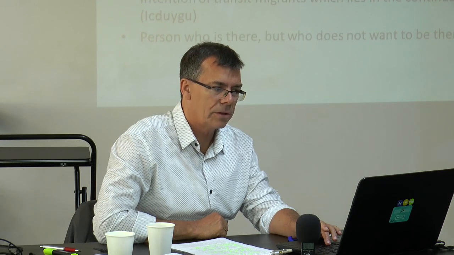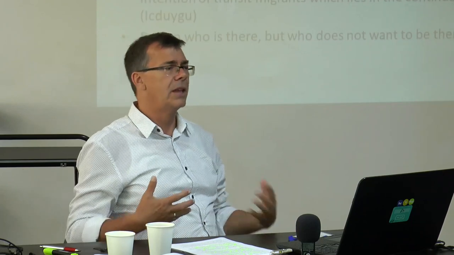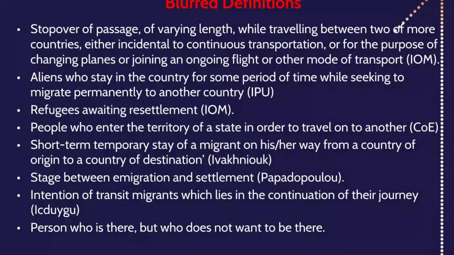But what is transit migration has never been very clear. There are very blurred definitions, and I just quote a couple here. A stopover of passage of varying lengths. Now, what is it? 1 day, 1 week, 1 month, 1 year? While traveling between two or more countries, either incidental or continuous transportation, or for the purpose of changing planes or joining an ongoing flight or other mode of transportation. So that was the definition of the International Organization for Migration. It sounds a bit like it's everything and nothing.